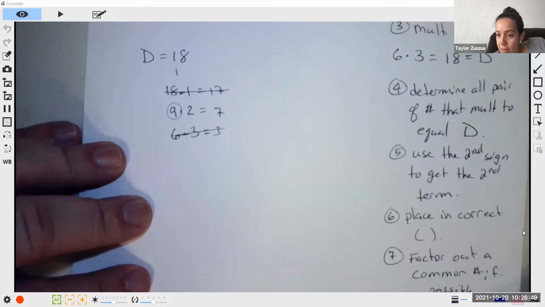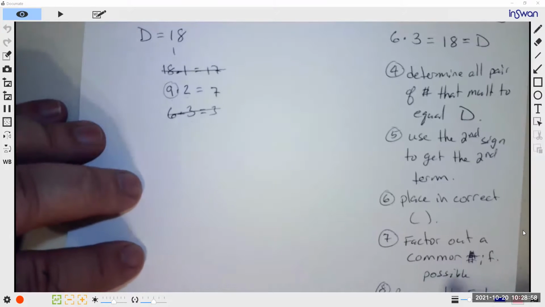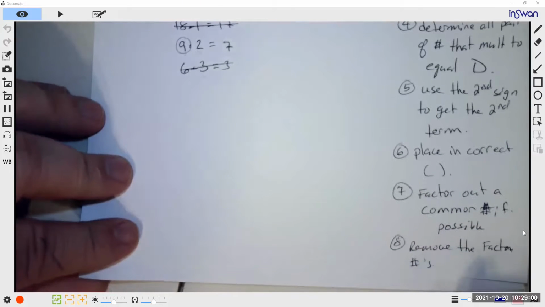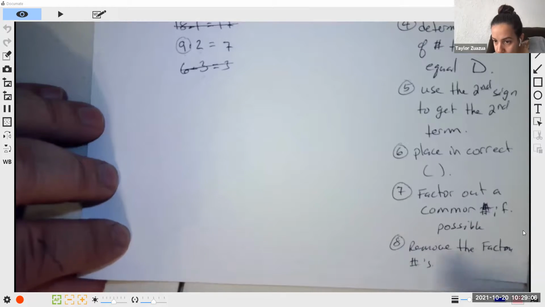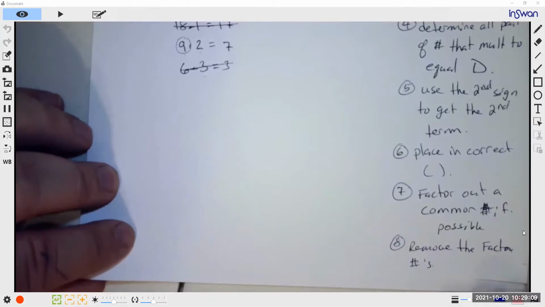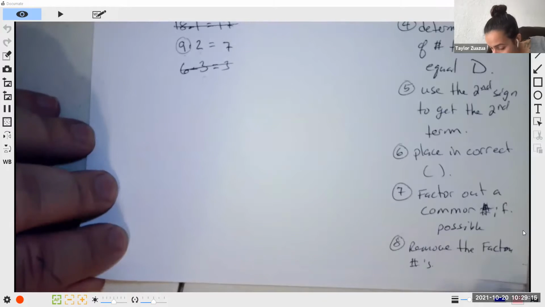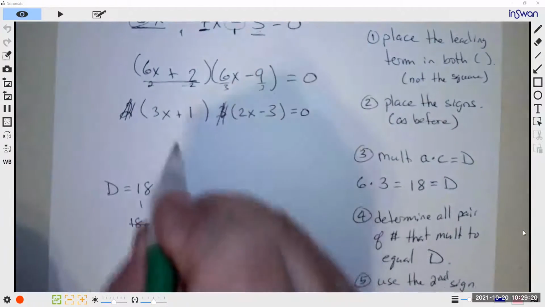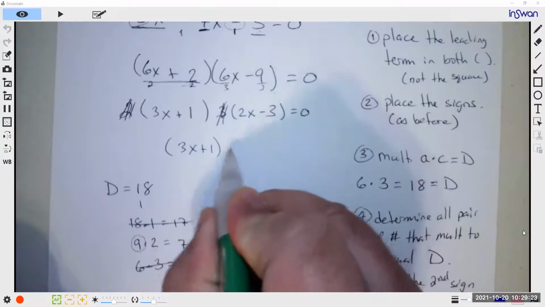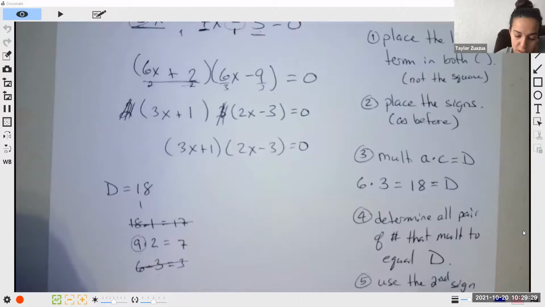Factor out a common number, if they both have a common number. Number 8 is remove the factored numbers. All this means is this. So our answer is 3x plus 1, 2x minus 3. That's our factor.